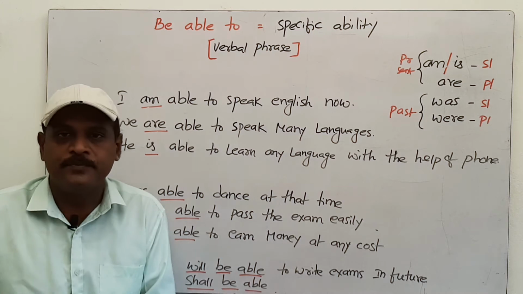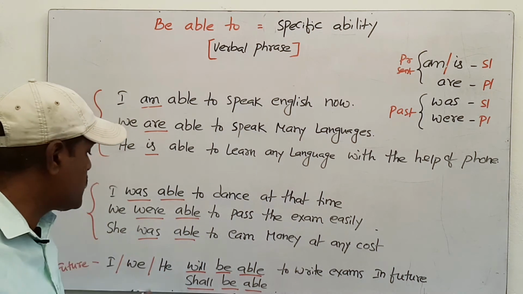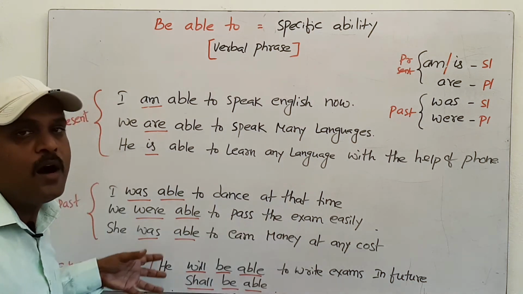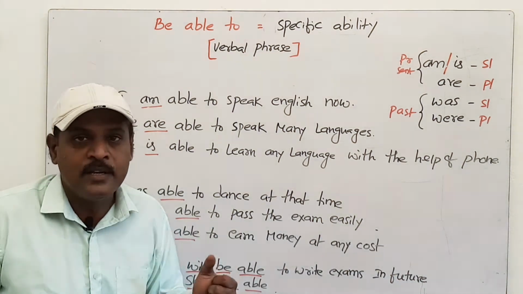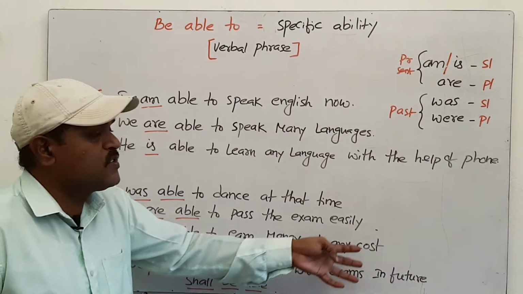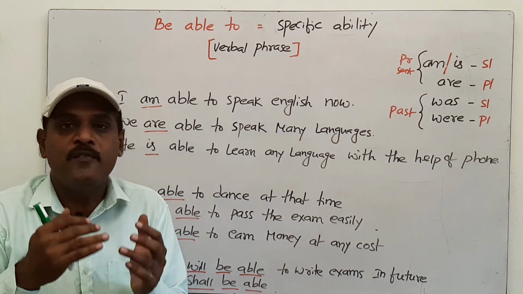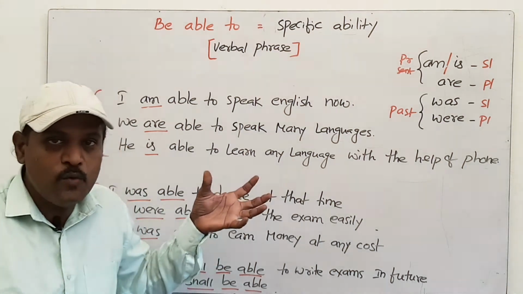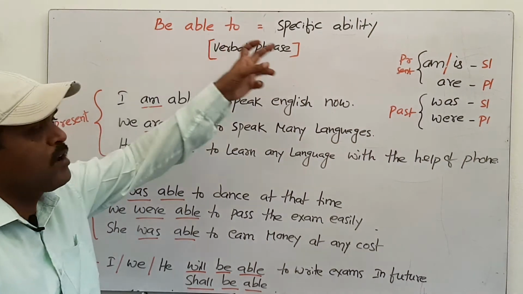Next one, future. In case of future, if you want to say specific ability, at the time you need to use will be able to or shall be able to in all subjects. Example, I will be able to write exams in future. They will be able to write exams in future. We shall be able to write exams in future. That means in specific period of time in future, we will have the ability to write exams. In that way, we use able to along with be forms in all tenses.